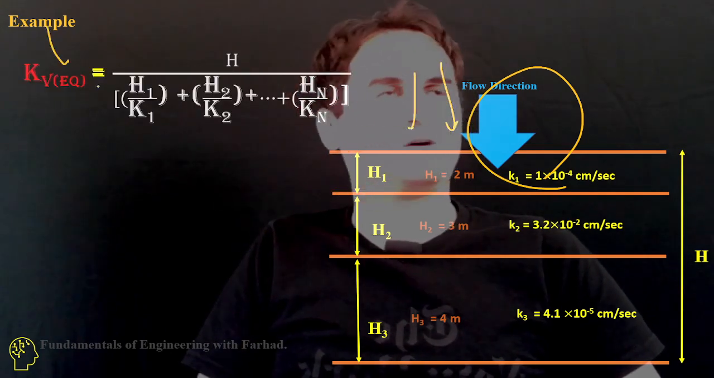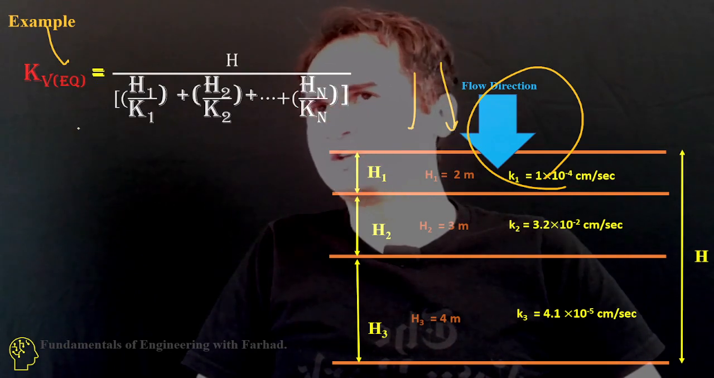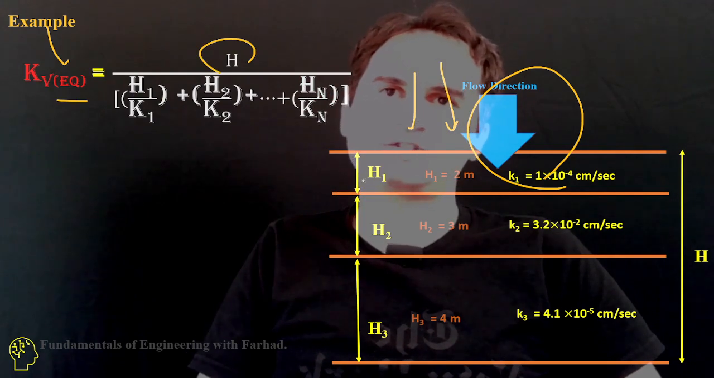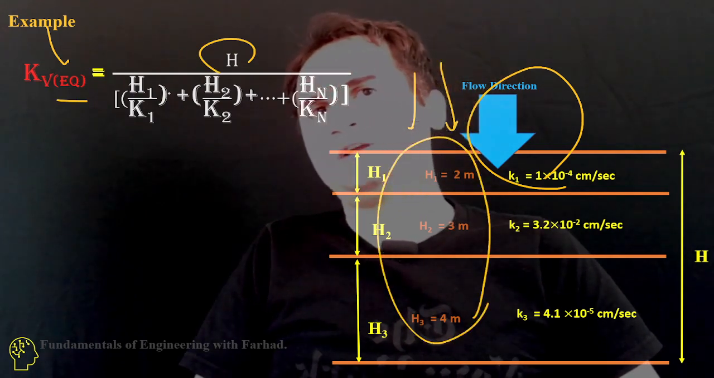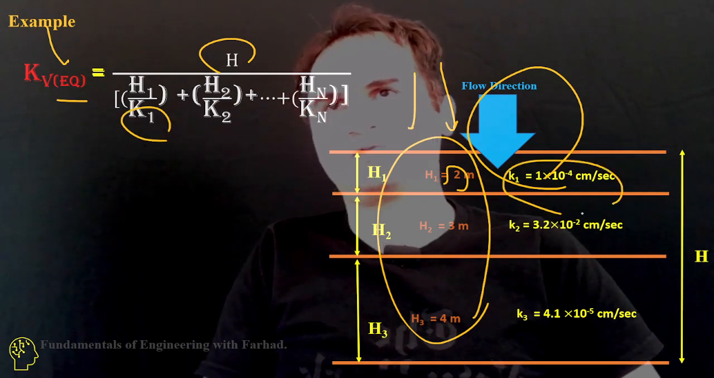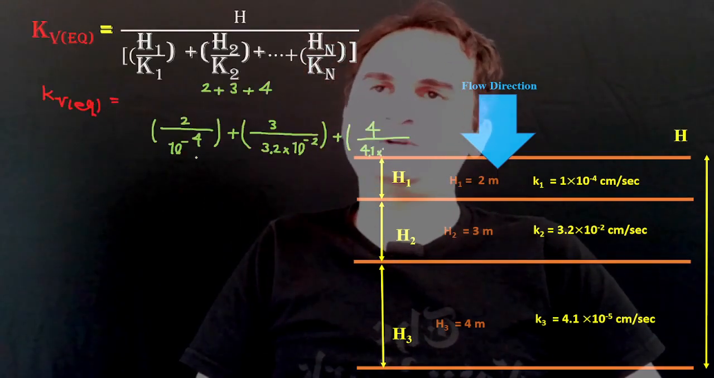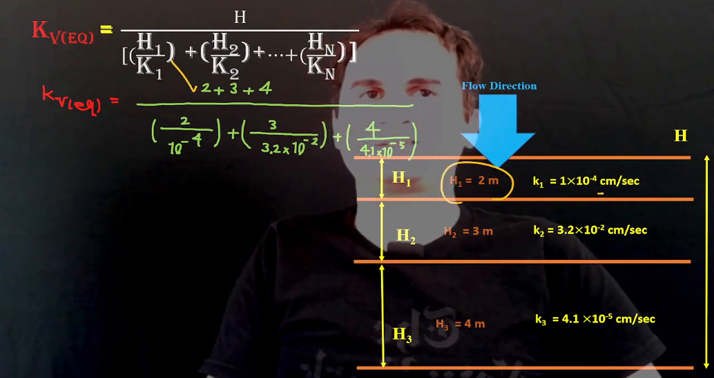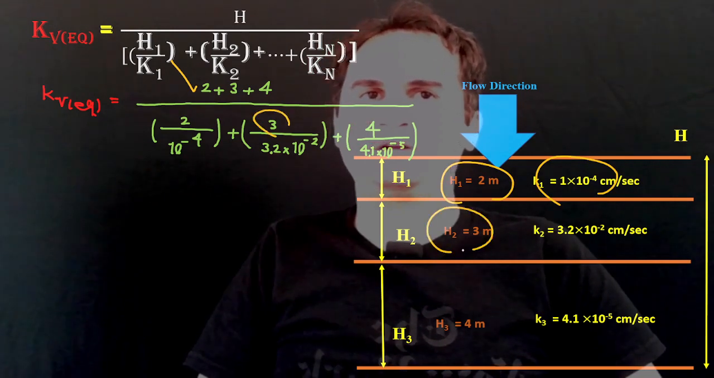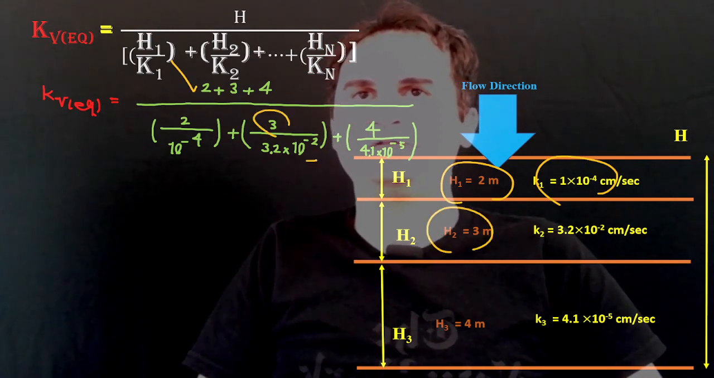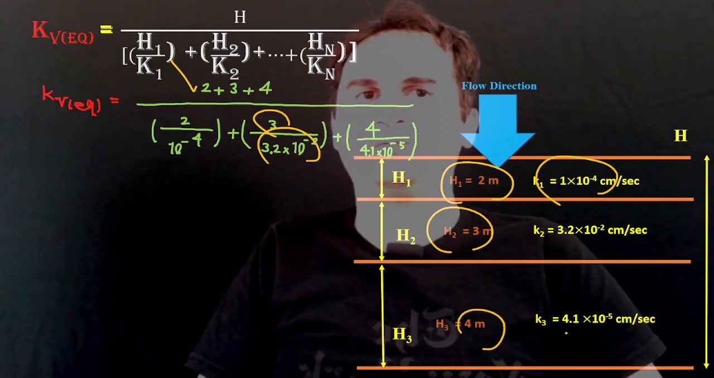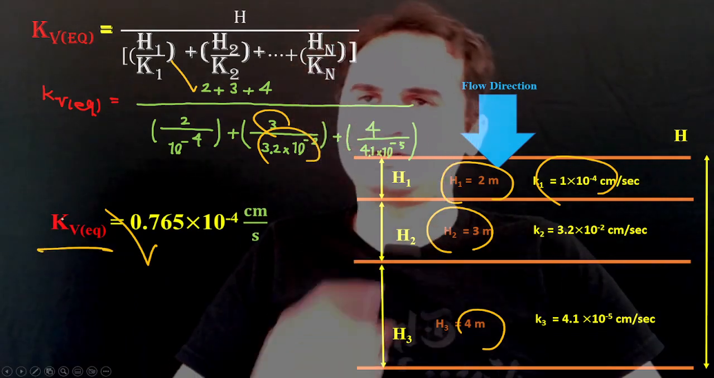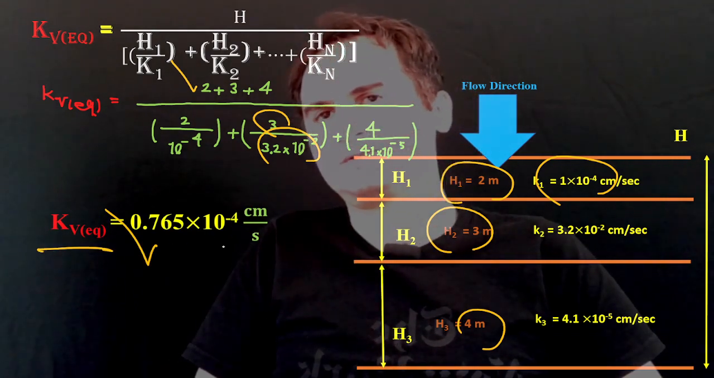Based on the previous calculation, we know K vertical equivalent is equal to the total height, which is again 9 meters, over H1, which is 2 meters, over K1, which is provided. If you replace the numeric values, it gives you 9 over 2 over 10 to the negative 4, plus 3 over 3.2 times 10 to the negative 2, plus 4 over 4.1 times 10 to the negative 5. If you do the math, it gives you K vertical equivalent of 0.765 times 10 to the negative 4 centimeters per second.